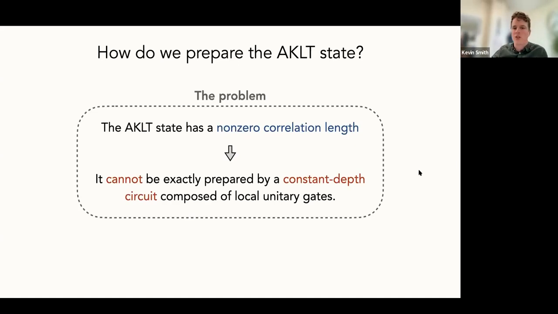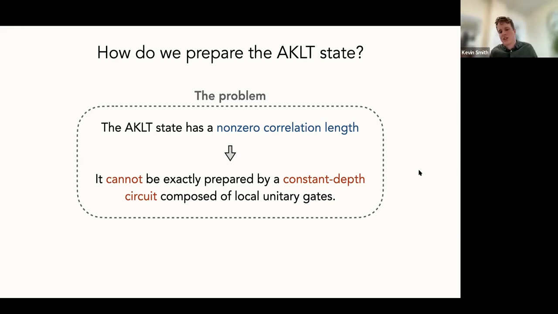Okay, so now getting into my own research, what am I interested in? I'm interested in the question of how we can prepare the state on a quantum computer. How can we come up with an algorithm to do this as efficiently as possible? Generically, the problem is that the AKLT state has a non-zero correlation length. And what this means is you can't actually prepare it with a constant depth circuit composed just of local unitary gates. Rather, we require a circuit whose depth scales with the size of the system.